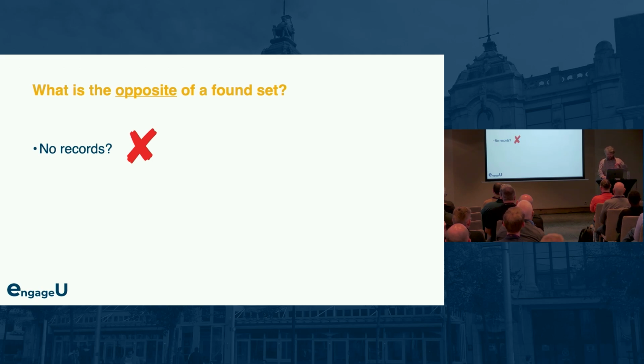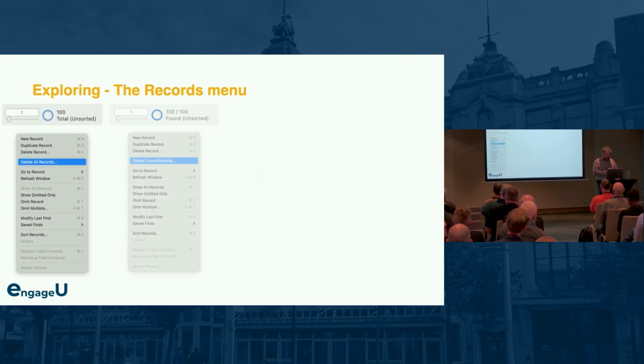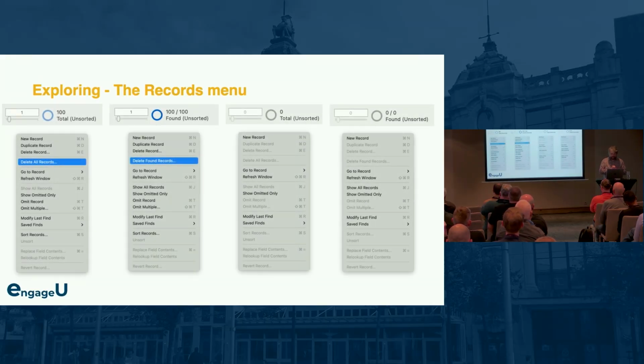So it's not when you have no records. I cannot change the order in the slides, so it's the show all records state. Yes, that's the opposite, right? It's not when you omitted all records or where you have no record found. It's when you show all records. That's the state where you have no found set, right? I illustrate this by showing some pictures from the records menu in browse mode.